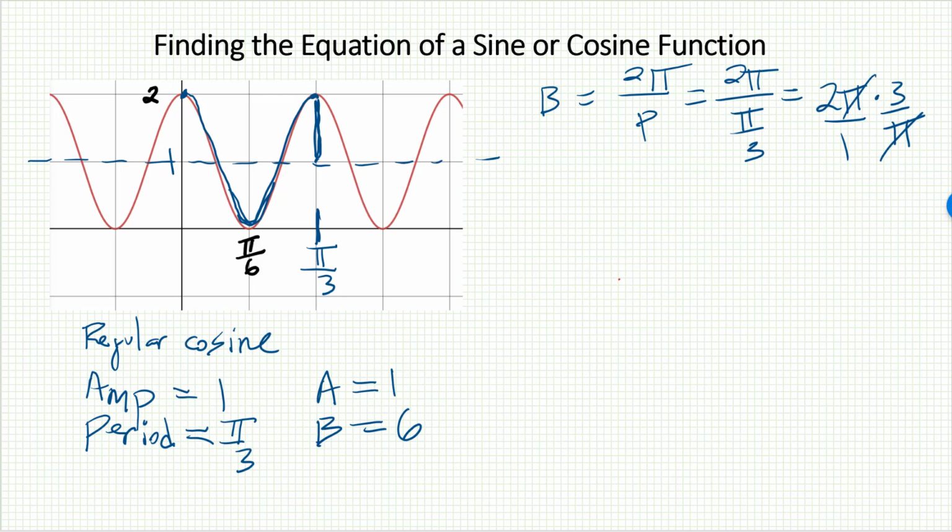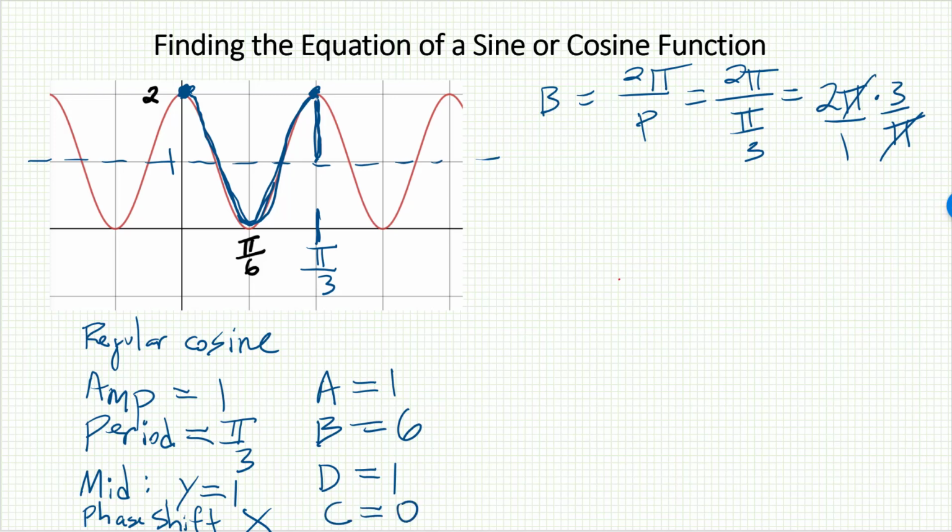Let's see, then I have the midline. We've already drawn it in. The midline was the equation y equals 1, which means the D is 1. And then what about the phase shift? Well, we decided to start right at the y-axis. That's why we picked regular cosine. There is no phase shift. Regular cosine starts at the high. This graph starts at the high right there. We don't have a phase shift. That means our C value would be 0.